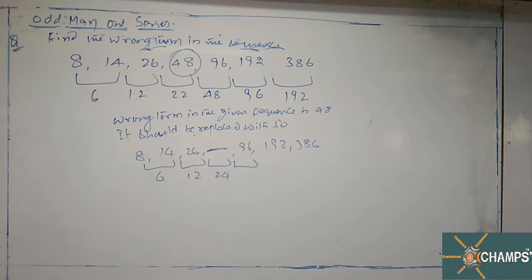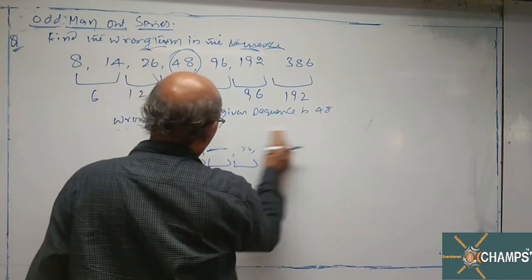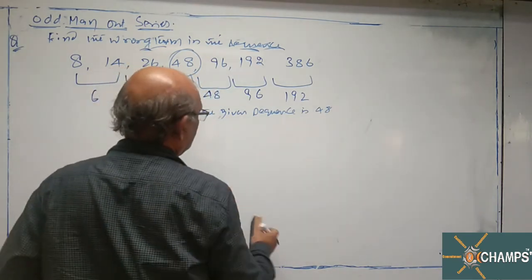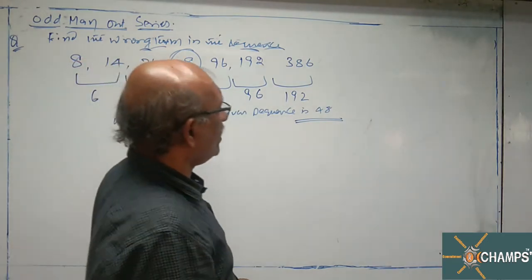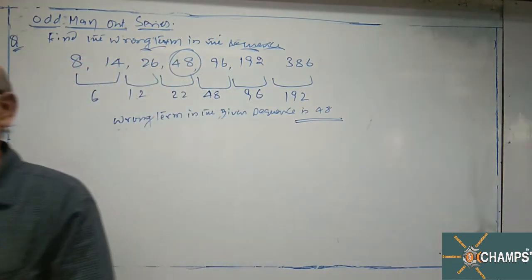Okay, sir. Wrong term in the sequence is 48. The term which does not belong to the given sequence is 48.